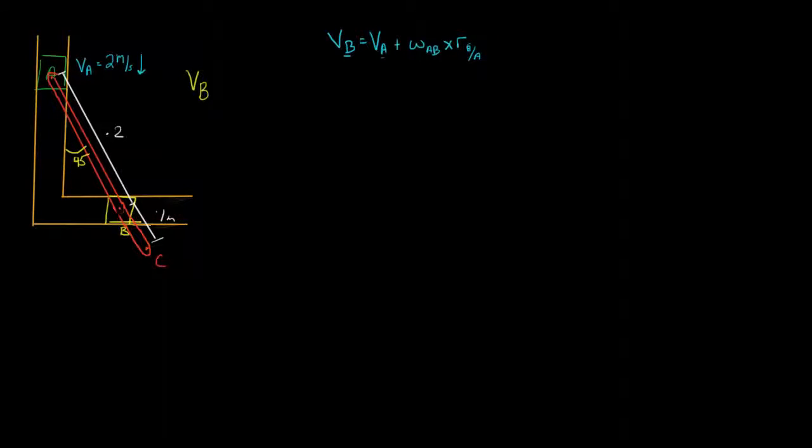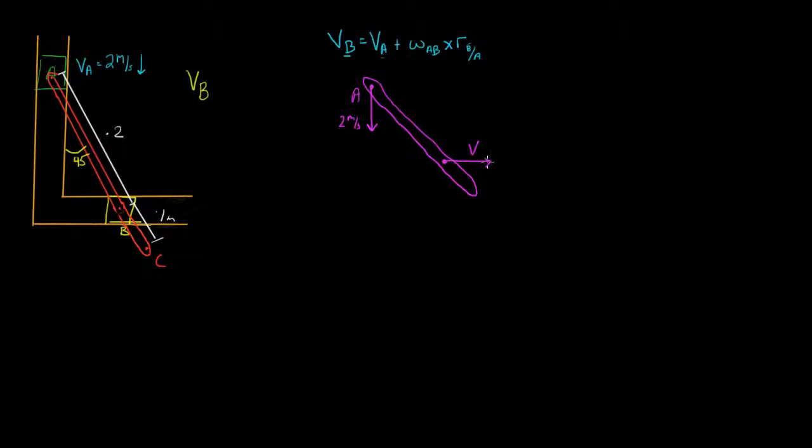So let's draw a kinematic diagram and put in everything we have. So here's this link ABC. Here's point A, and the velocity of A is going down at 2 meters per second. And the velocity of B, which is going to be right here, is going to be going to the right at some speed.